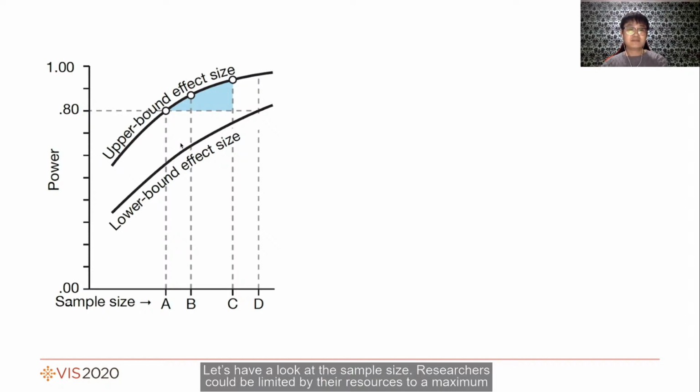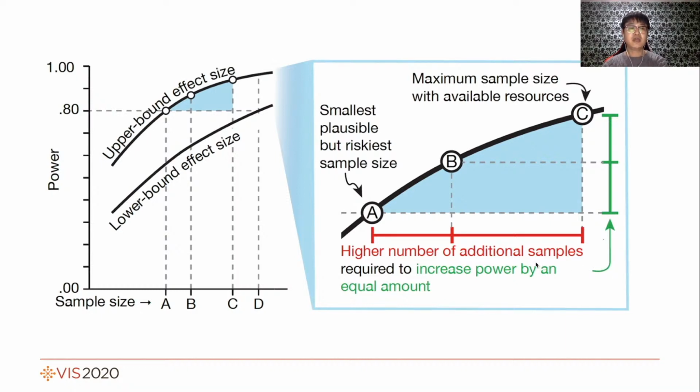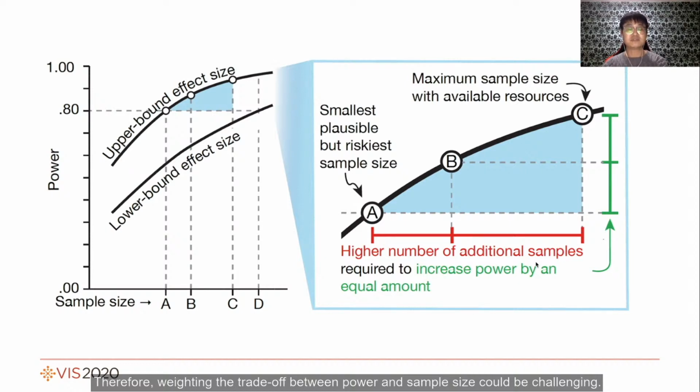Let's have a look at the sample size. Researchers could be limited by their resources to a maximum of C samples. This leaves the blue areas for exploration. However, the relationship between power and sample size is not linear. To increase the power by the same amount, more samples are needed. Therefore, weighing the trade-off between power and sample size could be challenging.